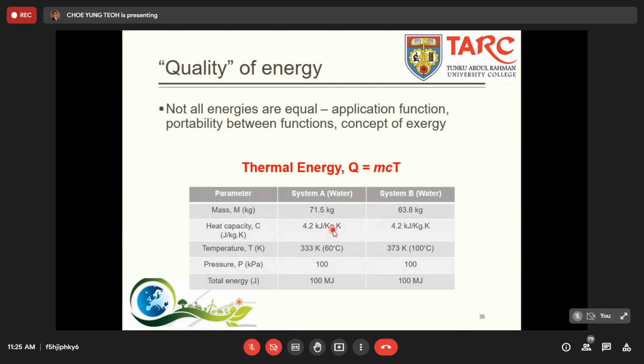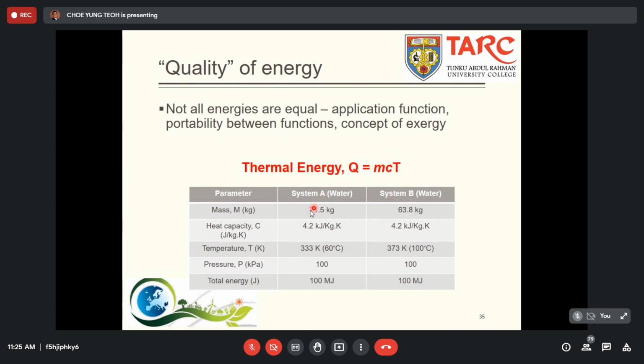So the larger the heat capacity, the more energy you need to heat up the water. Okay, so T is the temperature in Kelvin. When the temperature drops to 0 Kelvin, there's no energy at all, which is negative 273 degrees Celsius.